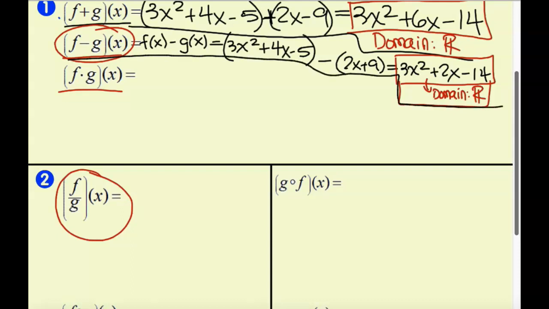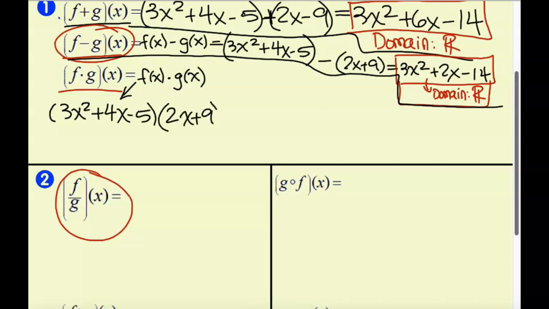Okay, finally, multiplication. When you multiply two functions, f of x times g of x, that's going to be a quadratic times a linear, and that will be a cubic, so you will get an x cubed. You do have to kind of go through a tedious process of distributing. So 3x squared distributes 2x and 9. So that would give us 6x cubed, and 3 times 9 is 27x squared.